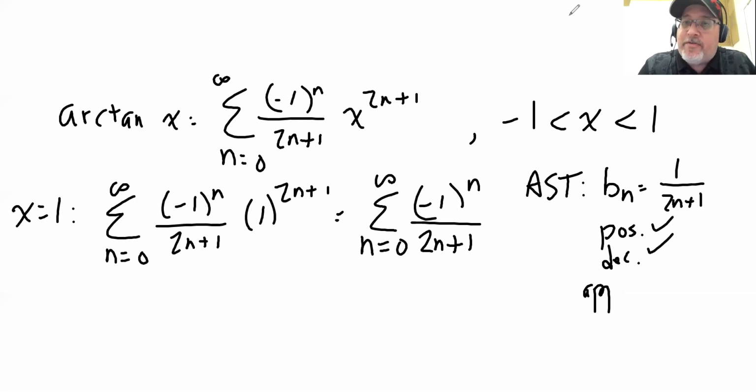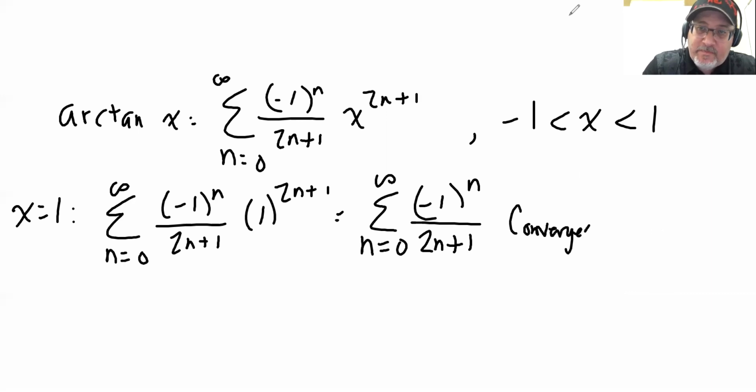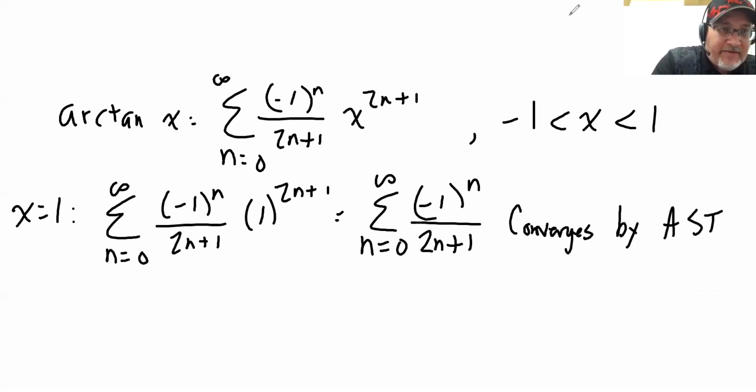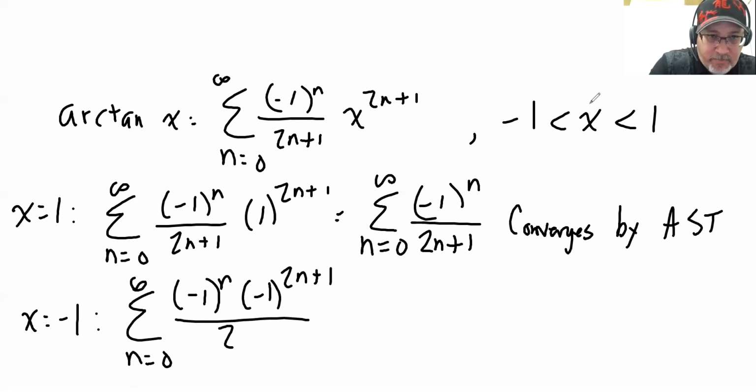Satisfies all 3 criteria for the alternating series test, and so we can say that this converges by the alternating series test. Let's check out x equals negative 1. Sum n equals 0 to infinity, negative 1 to the n, put negative 1 for the x here, and get negative 1 to the 2n plus 1 over 2n plus 1.